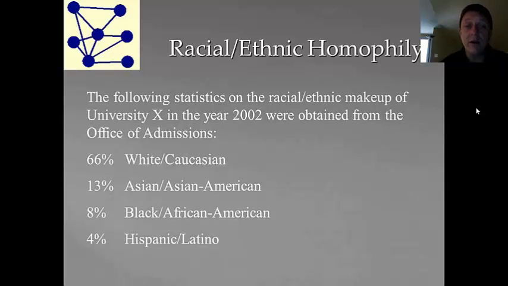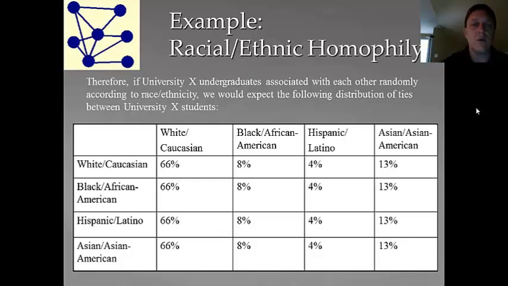66% at this university were white or Caucasian, 8% black, 4% Hispanic, 13% Asian. You would think that if ties were randomly forming, it wouldn't matter whether you were white or Caucasian. You'd have 66% of your ties be white or Caucasian. If you're black or African American, 66% of your ties would be white or Caucasian. If you're Asian American, 66% of your ties would be white or Caucasian, and only 13% would be Asian or Asian American, because that's the number of people in the community. That's what we'd expect by chance, right?